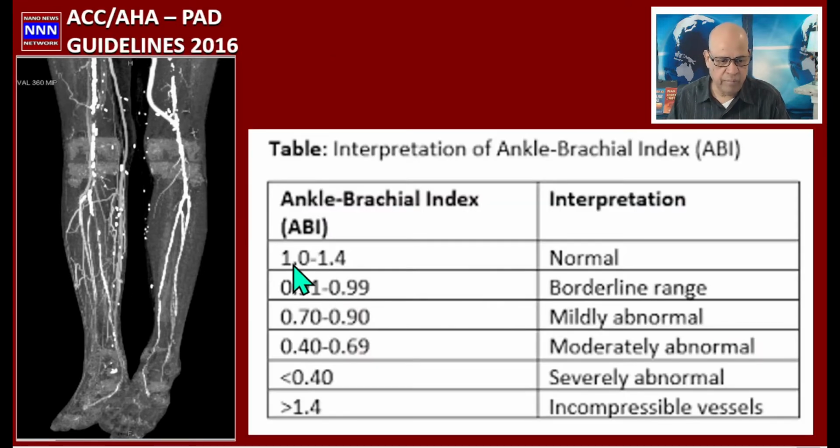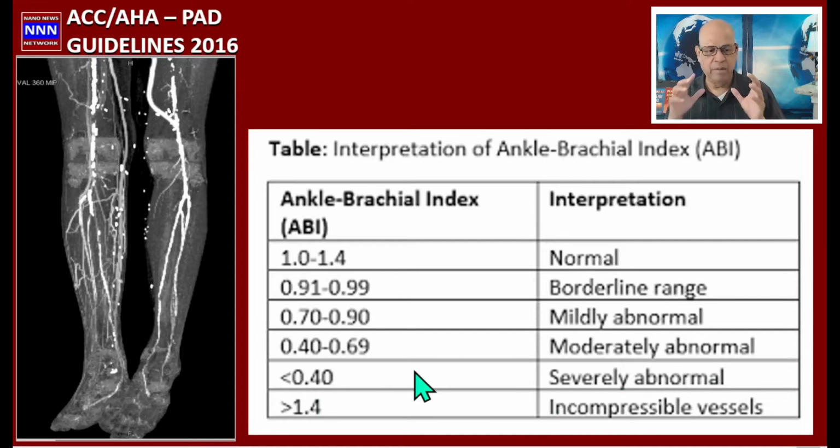The ankle brachial index, if it's greater than 1 to 1.4, it is normal. Between 0.9 and 0.99, it is borderline. It is these patients where we can do an exercise test to see if there's a 20% drop in the index. Between 0.7 and 0.9, mildly abnormal. 0.4 to 0.69, moderately abnormal. And if the ratio is less than 0.4, you're dealing with severe abnormality.